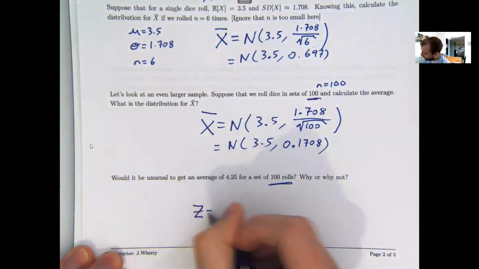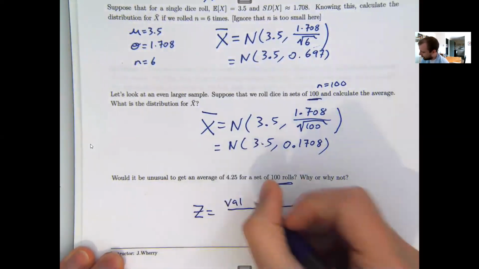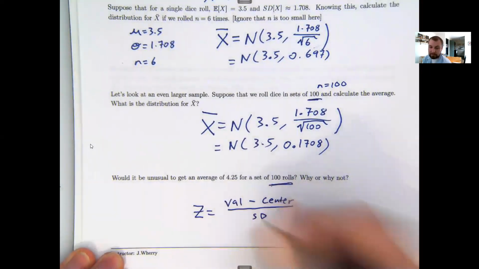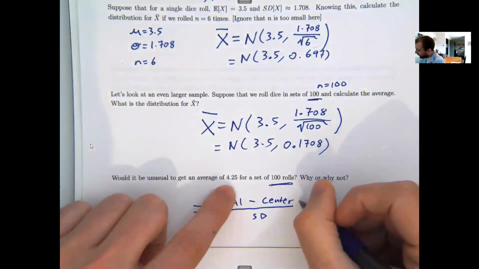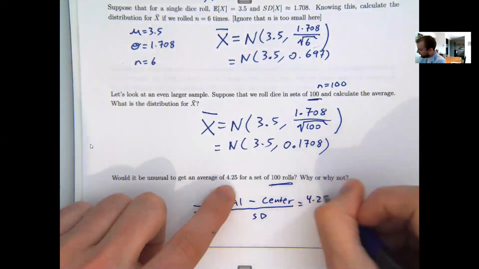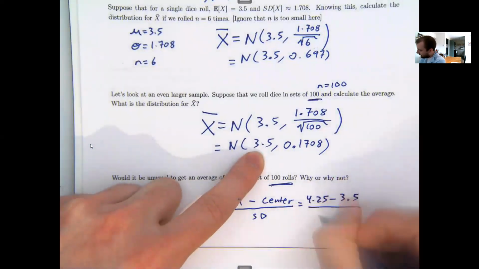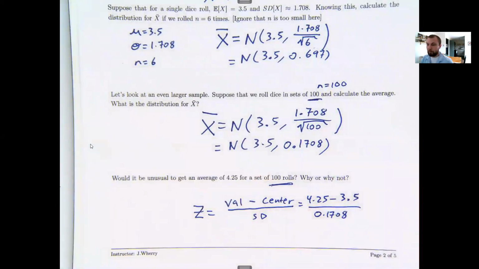Well, I'll find a z-score. I'll take the value that I'm curious about. I'll subtract the center. And I'll divide this by the standard deviation. My value is 4.25. I was expecting 3.5. And I'm dividing this by the standard deviation of 0.1708. So in my calculator, I'm typing this in.